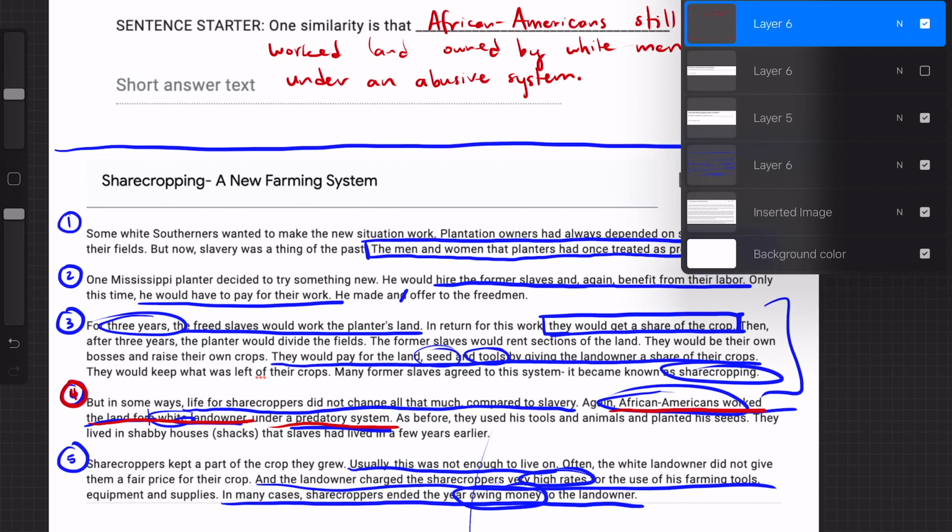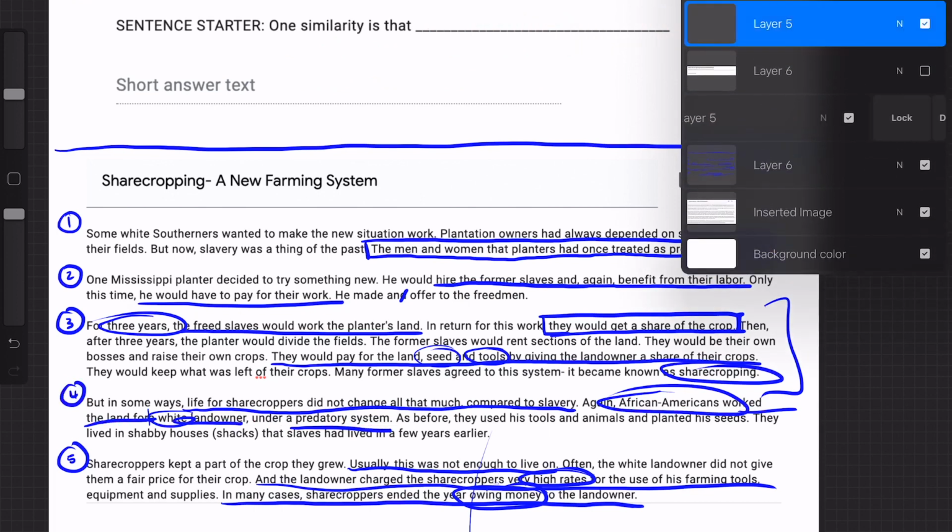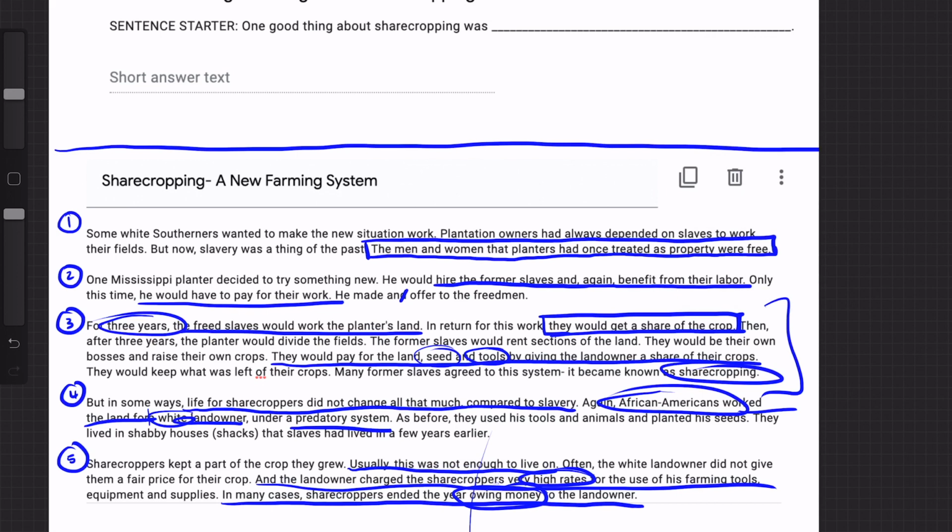Let's look at the very last one. What was one good thing about sharecropping? So this is kind of like taking the whole reading, analyzing it, and thinking, out of everything I just read, was anything positive? And I think compared to the situation of slavery, there is a little bit positive to be taken out of sharecropping, especially for African Americans. We're going to read later that most sharecroppers were white, but that doesn't mean that there weren't a lot of African Americans who participated in it.